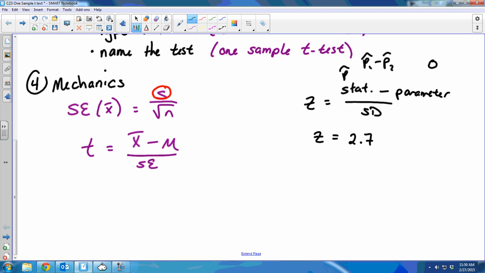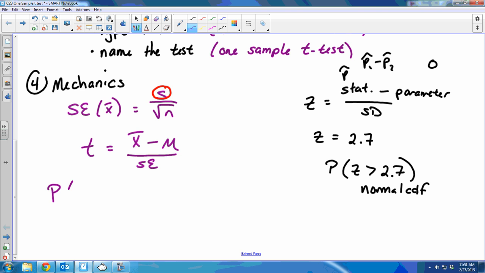Found a p-value, which was a probability, and we did like the probability that z was greater than 2.7 or something, right? And how did we find that probability? Normal CDF in your calculator, right? Okay. So same general concept.